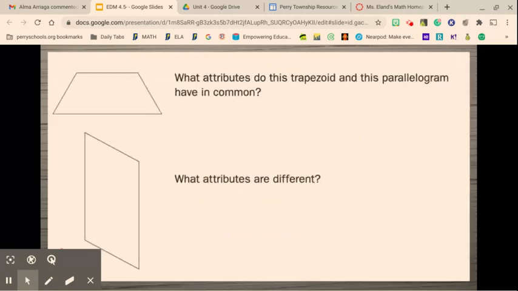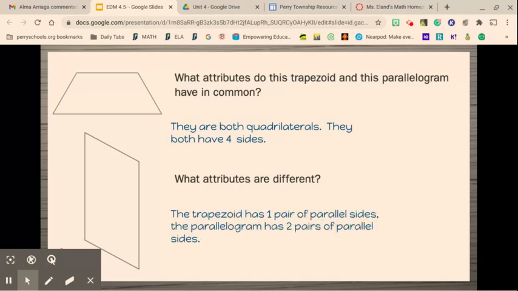What attributes do this trapezoid and the parallelogram have in common? They are both quadrilaterals. They both have 4 sides. That's pretty much it. How are they different? The trapezoid has 1 pair of parallel sides. The parallelogram has 2 pairs of parallel sides. So the top and the bottom are parallel here, but also the left and the right are parallel.